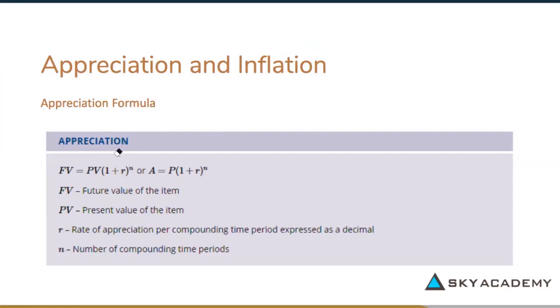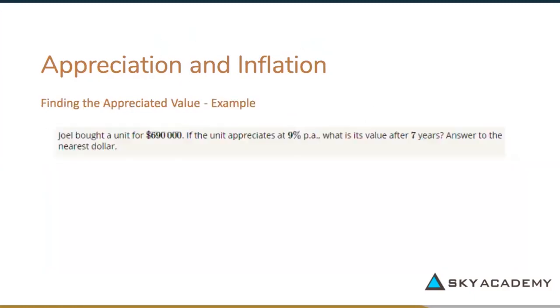We have been asked to find the appreciated value. Joel bought a unit or an apartment for $690,000. If the unit appreciates at a rate of 9% per annum, what is its value after 7 years? Once again, to answer this question, you would simply write down the compound interest or future value formula, which is FV equals PV times 1 plus the rate to the power of N.